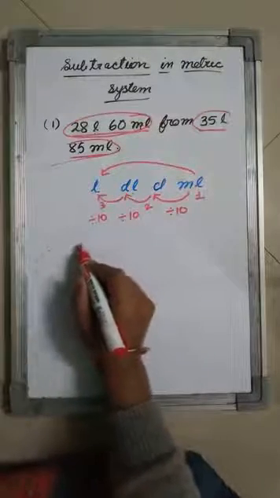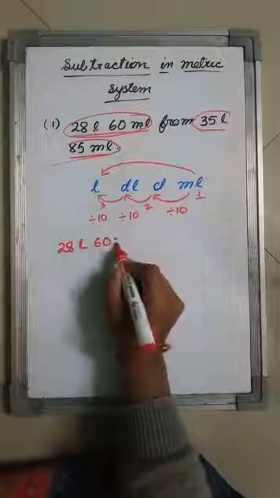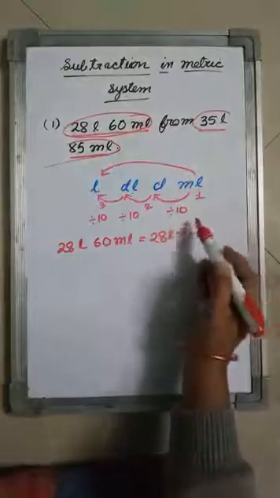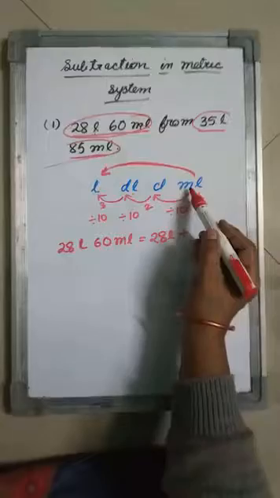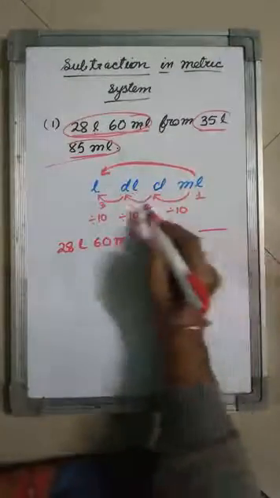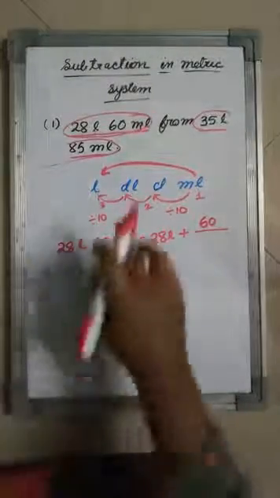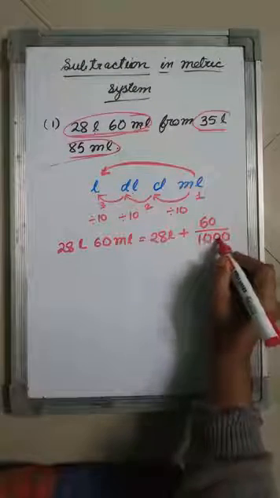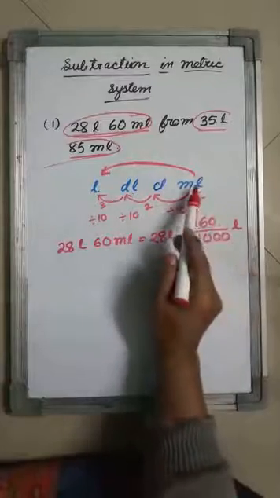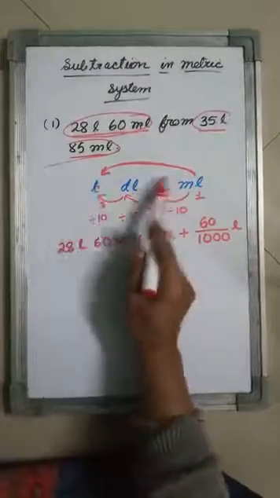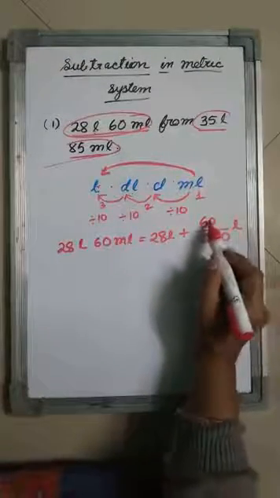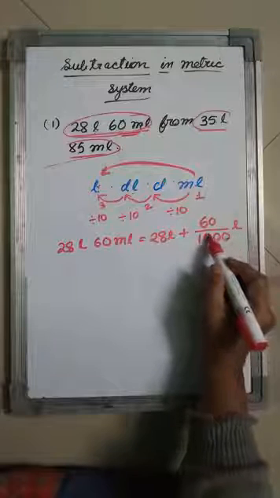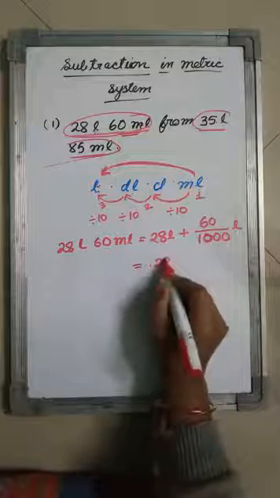So we have to do 28 liter 60 ml equal to 28 liter plus 60 milliliter. I'll convert it to liter. So milliliter to liter, three steps. If it is three steps, I'll write this 60. Three steps means divide by 1000, three zeros. From milliliter to liter, we have to come three steps to the left. One, two, three. So I shall divide this quantity by 1000, where 1000 has three zeros. So it is equal to 28 liter.